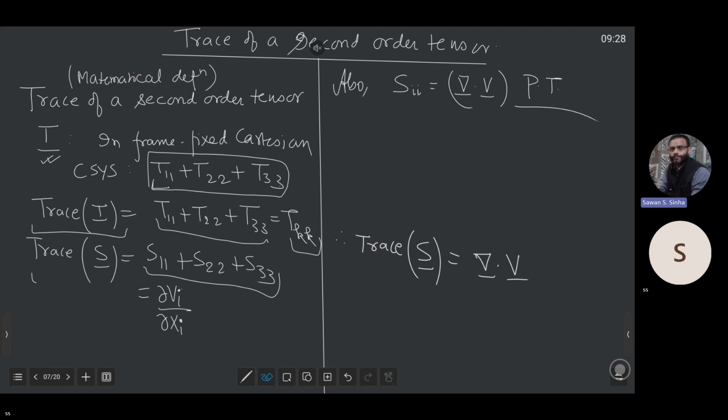I mean definition है वो, और right hand side का meaning है rate of fractional change in volume. You can also prove that SII, index notation implied, is del dot V. What is del dot V? We have a name for del dot V.